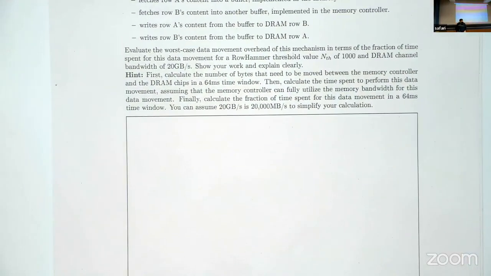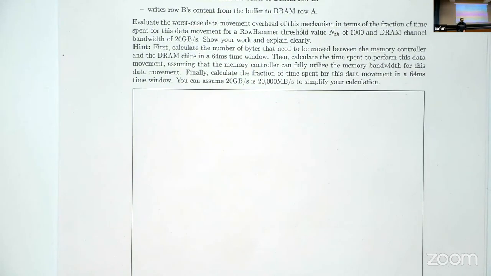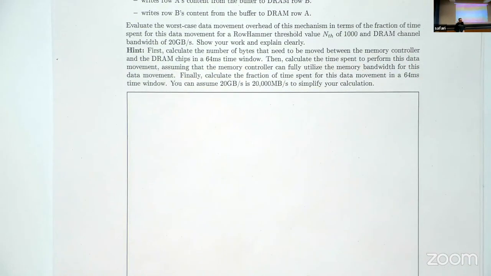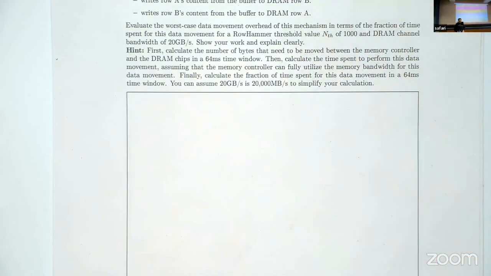Okay. In the second part of this question, now we have a RowHammer mitigation mechanism. This mechanism was quite new at that time. This exam is from 2022, and this paper was also published in 2022. So we did not cover this paper in the lecture, but all the explanation is here.